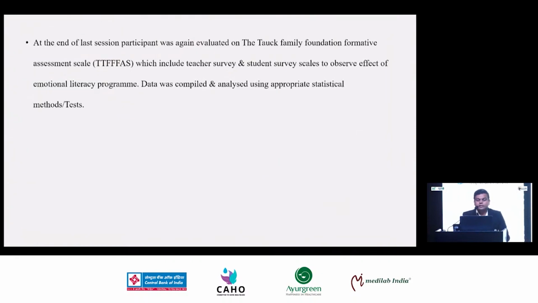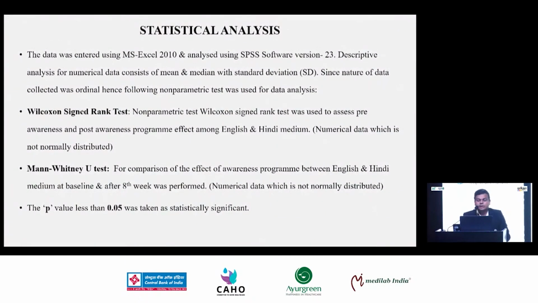At the end of the last session, participants were again evaluated on the Tuck Family Foundation scale, and data was compiled and analyzed statistically. Statistical analysis was done in the SPSS software. Wilcoxon signed rank test and Mann-Whitney U test were administered, and a p-value of 0.05 was set.